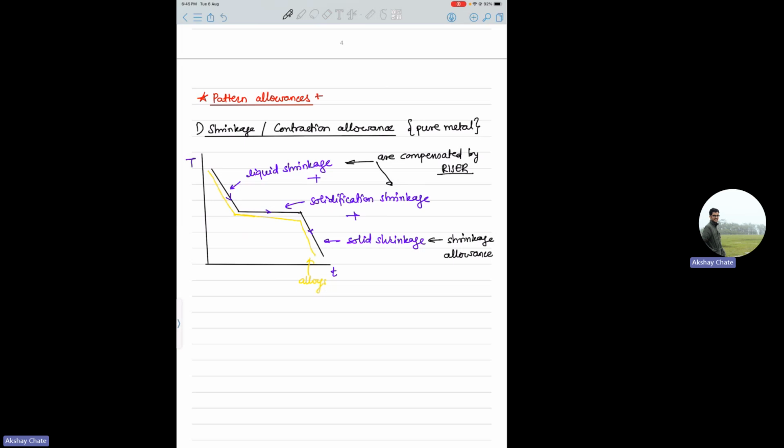And typically it is expressed as a linear dimension. So it's basically some mm per some meter length, like that. Whereas these are typically mentioned as percentage of shrinkage volume.